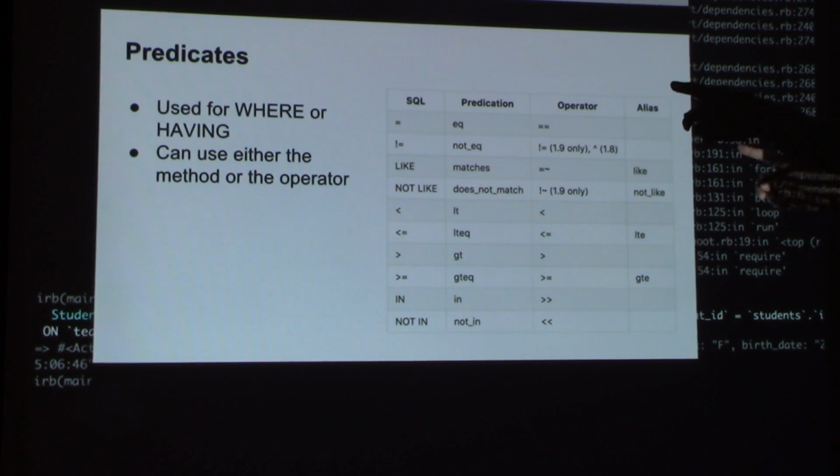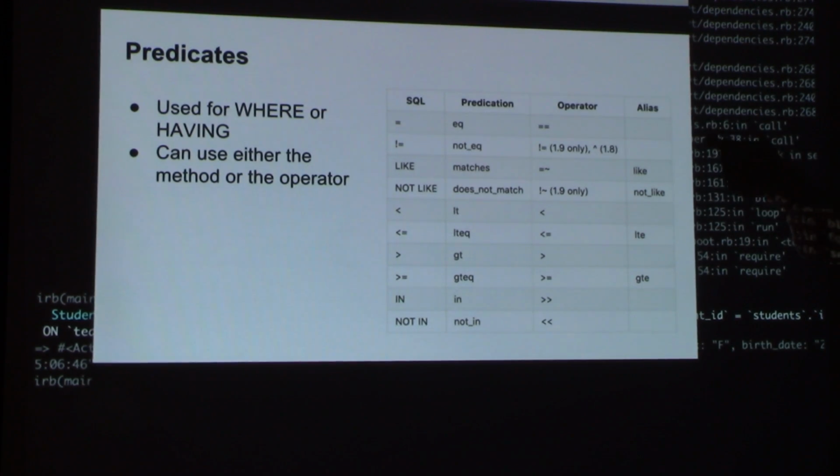For example, in Squeel, what happens is that it creates predicate methods for your SQL operations. So, for example, the equals is now eq. On the other hand, there's also an operator version which is double equals, just like Ruby. And then the rest, like dot equals, dot eq, there's also an alias for them.